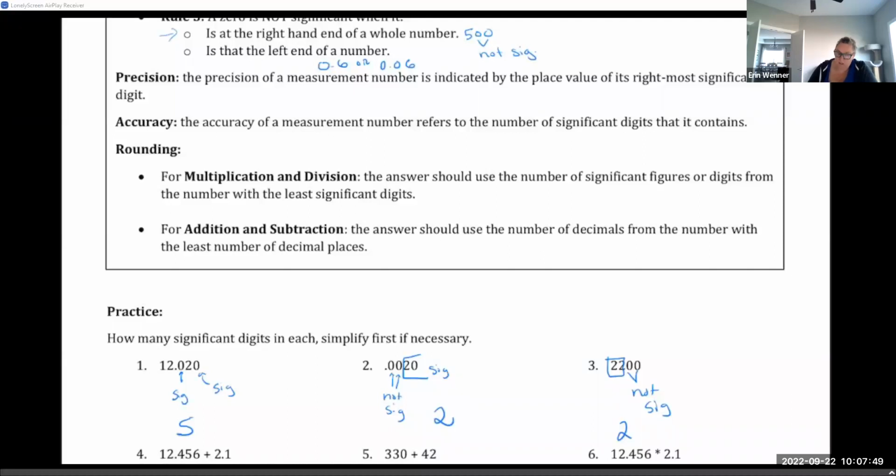Now, when talking about zeros being at the right hand end of a whole number, if I have the number 1000 and then they put a decimal point at the end, this is indicating that it is a rounded answer, and therefore this contains 4 significant digits, versus the number 1000 with nothing at the end only has 1 significant digit.